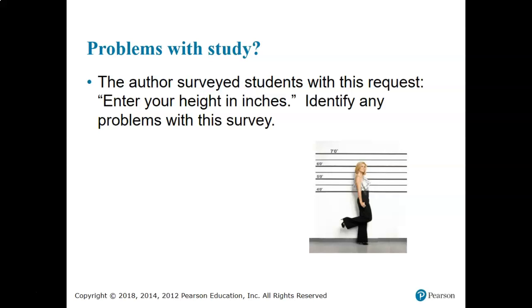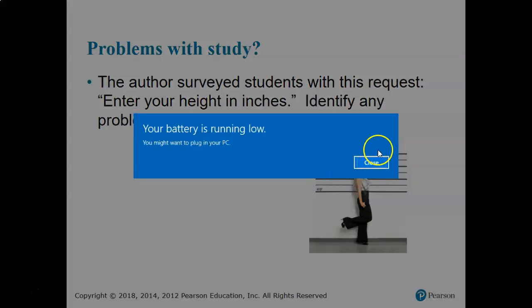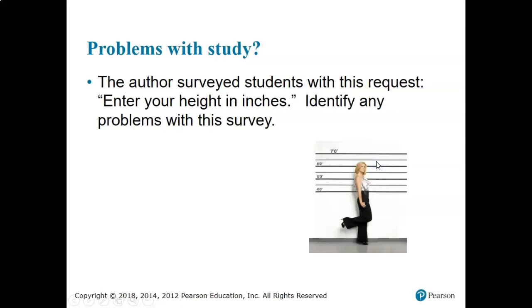Okay, with this one, there's actually two problems. One is the author is having the students self-report, and therefore they may just write down what they would like to be as far as their height. We don't really have any way of knowing if it's truthful. The other thing is he wants it in inches, and a lot of people don't know their height in inches. They know it as feet and inches, and they may not be able mathematically to make that conversion.